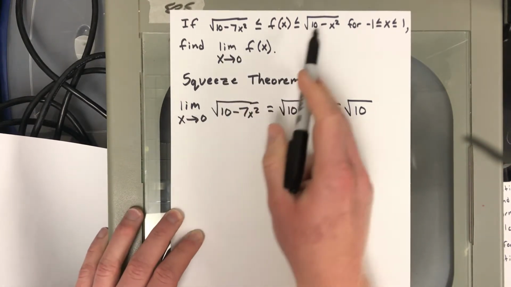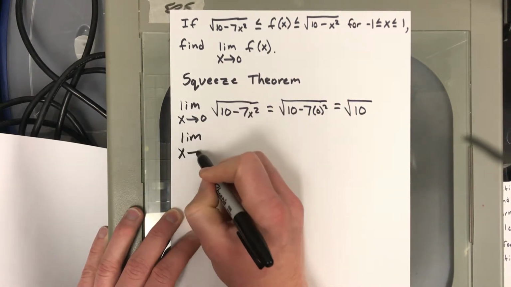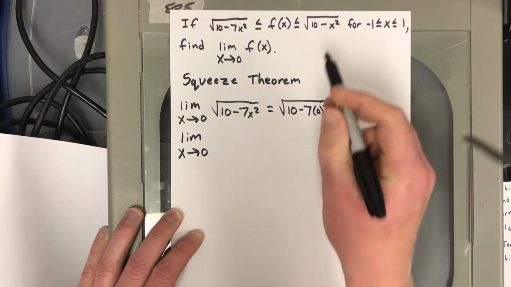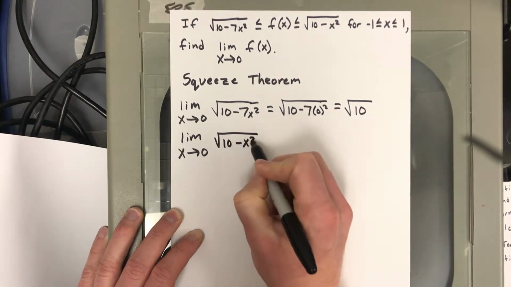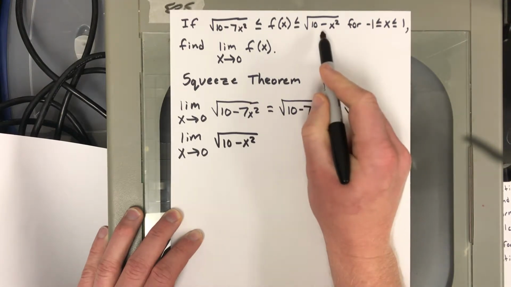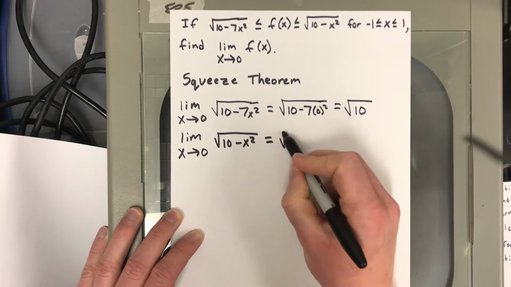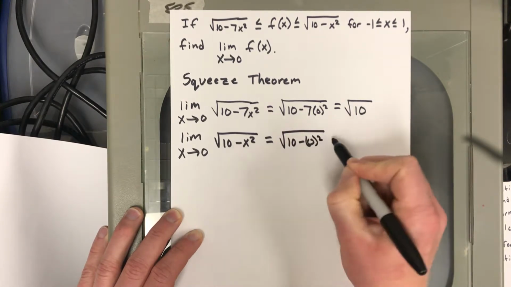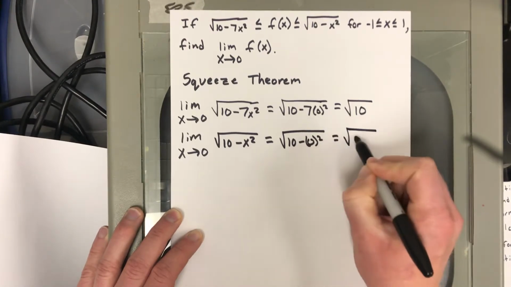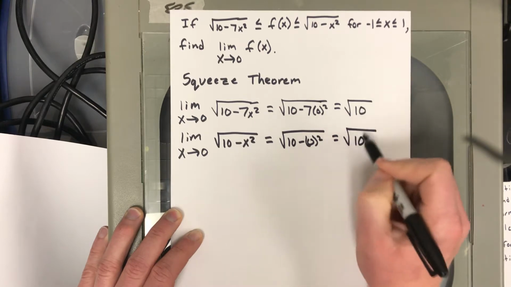Alright, then I'm going to look at the other part. So I'm going to say limit as x approaches 0 for square root of 10 minus x squared. I'm looking at this right side now, and I'm going to find the limit as x approaches 0. That's going to be square root of 10 minus 0 squared, which again gives me square root of 10. You guys should be able to see where this is starting to go.